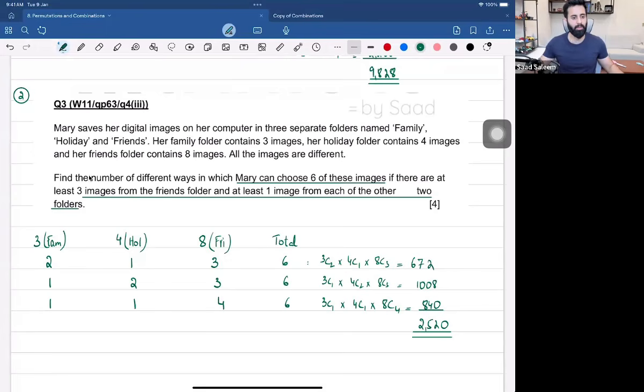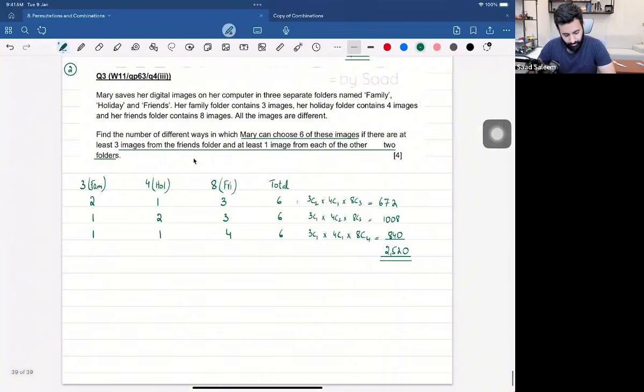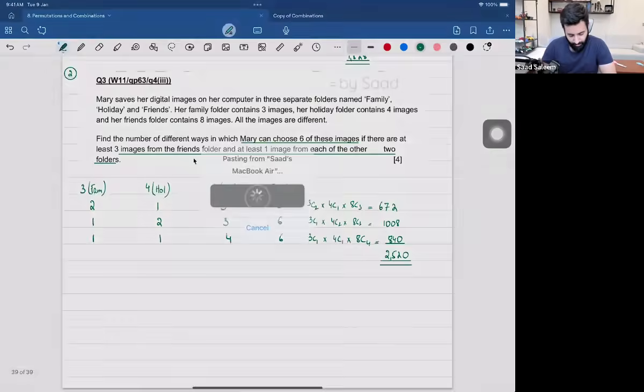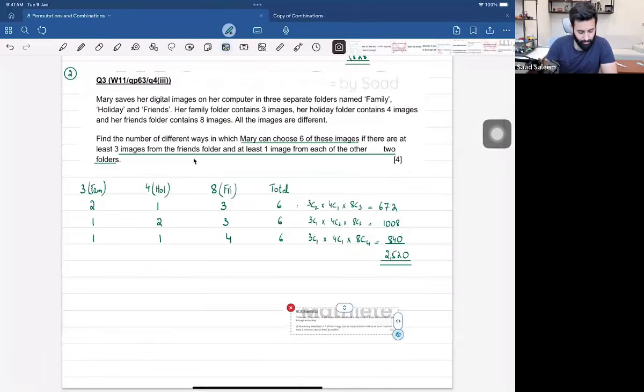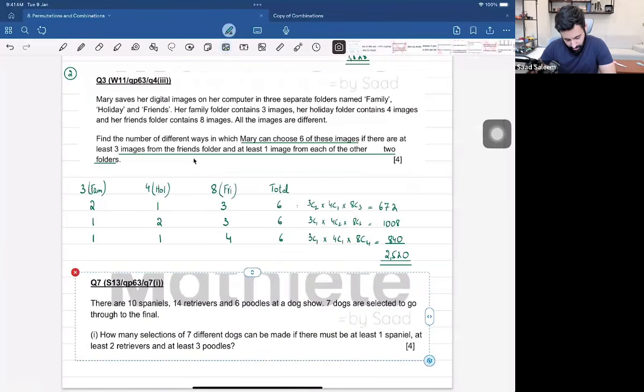All right, now take a good look at it. Let me know if you have any questions. And if you don't, I'm going to give you guys a question to solve. Here it is. Here's the question that I would like you guys to solve.